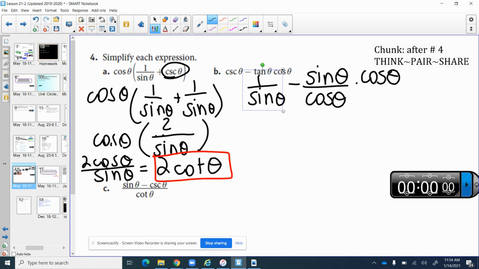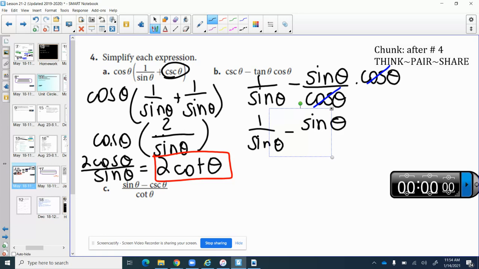So on the right-hand side, the second term here, what we're going to notice is these cosines can cancel out, and we're left with 1 over sine minus sine. Now, currently, we can't combine these two anymore because they don't have a common denominator. What we can do is get a common denominator, though. So we have 1 over sine, and we have minus sine.